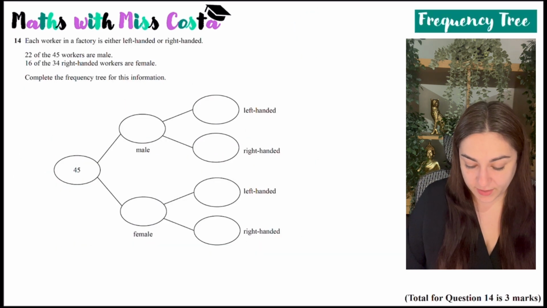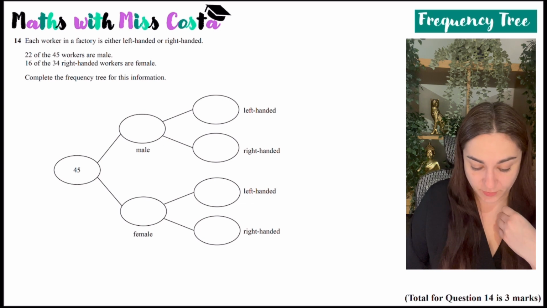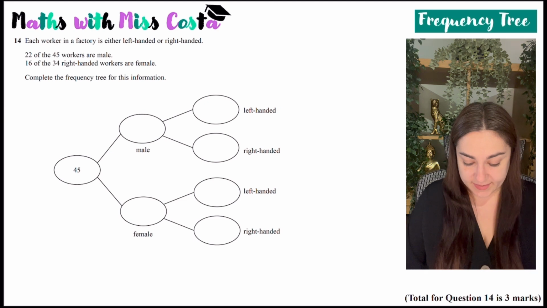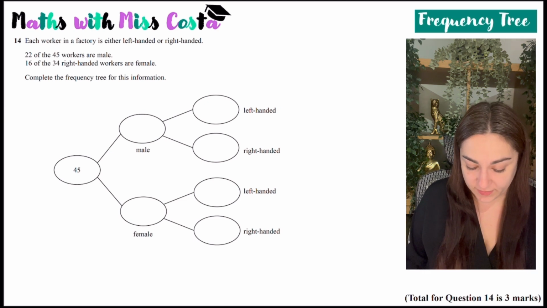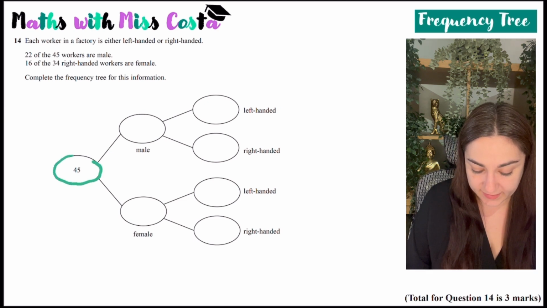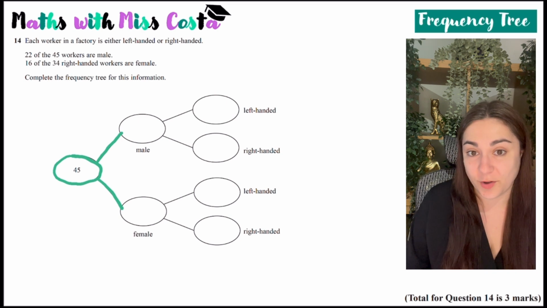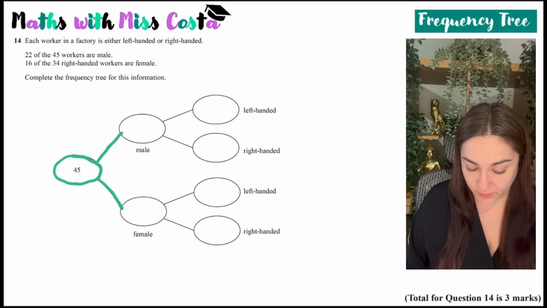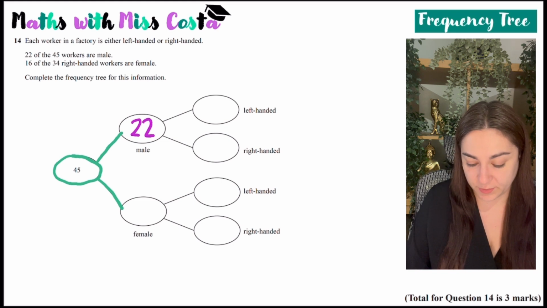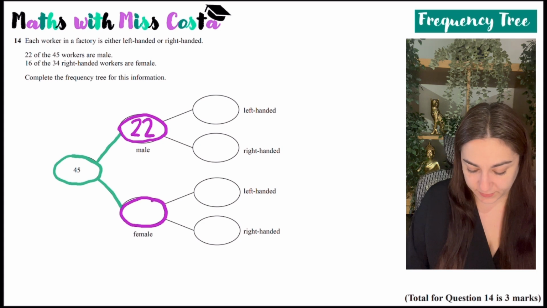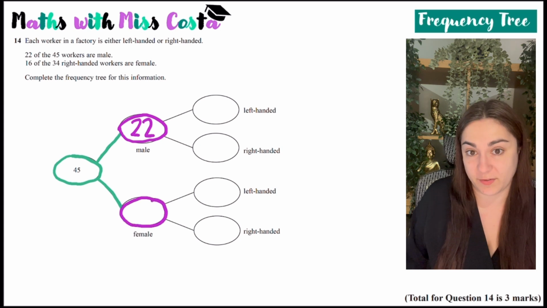Okay, next we've got a frequency tree. So I'm told that each worker in a factory is either left-handed or right-handed. And with a frequency tree, the key thing that you need to know is that this is going to add up to both of these, okay? So first I start off by filling in what information I've got. I'm told that 22 of the 45 workers are male. So I know that 22 of the workers are male. I know that these two little sections are going to have to add up to make 45.